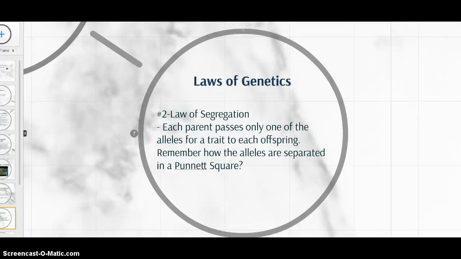So as you know, those heterozygous genotypes, the parents are passing one dominant and one recessive trait, which is why, as you saw in the real life example, that sometimes half of the genotypes show one phenotype and half of the genotypes show another phenotype. So that's where the law of segregation comes into play.